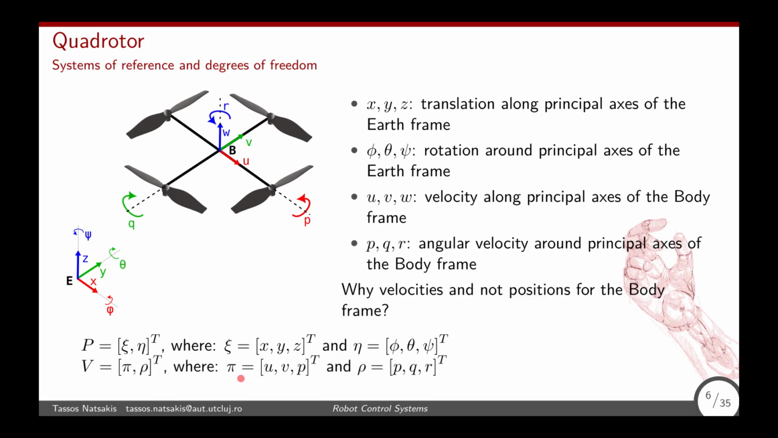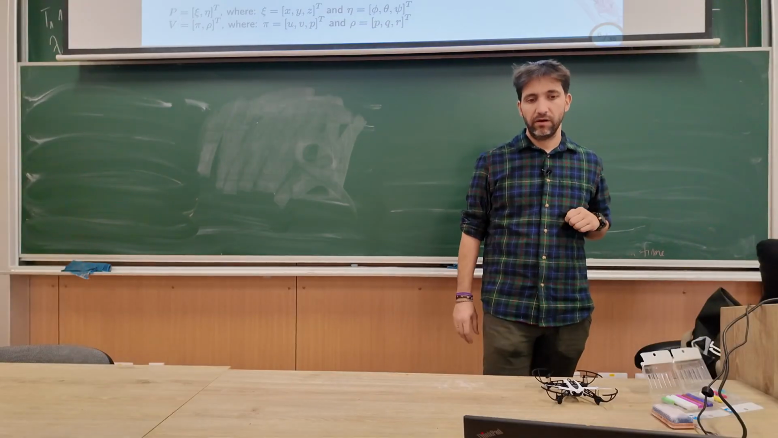And then we have small p, or Greek pi, basically. It's the three velocities in the drone frame, u, v, and w. Sorry, here it should be w, my bad. And rho is p, q, and r, the three rotations. And then we group these together into a capital V.